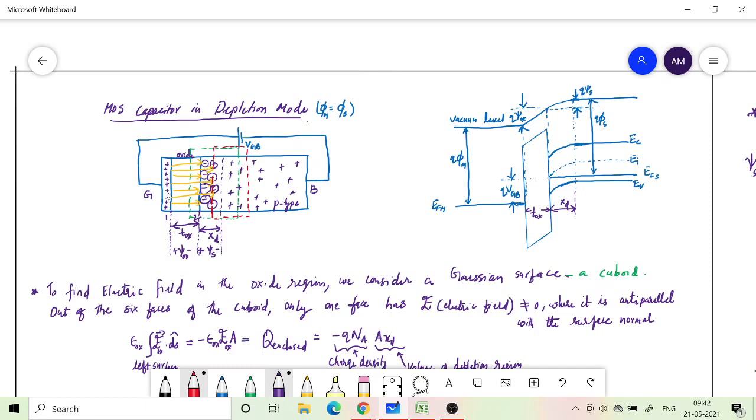which I discussed. There are three modes of operation. One is the accumulation mode, where you apply, for example, a negative voltage or something like that, so that lots of holes will be accumulated near the interface. Second is depletion mode, that is what we are looking at, where we push away these holes from underneath the oxide layer and create a depletion region there.